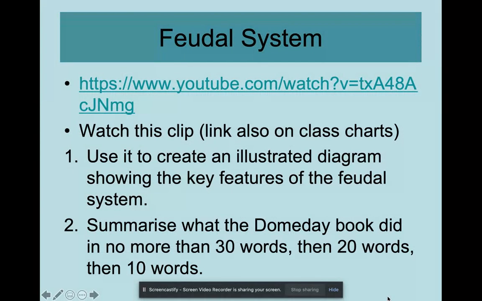And you're going to use it to summarise what the Doomsday Book did in no more than 30 words. So you'll write 30 words about what the Doomsday Book did. Then you're going to write another 20-word summary and then a 10-word summary. So each time you're writing less and less and still telling me what the Doomsday Book does.